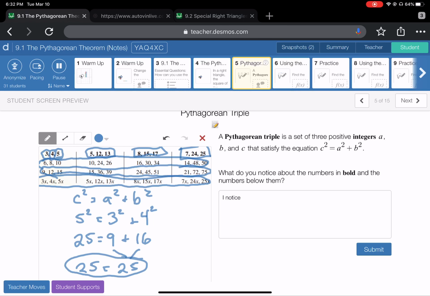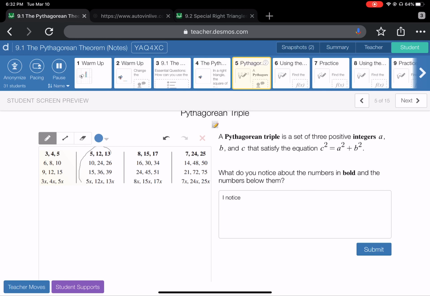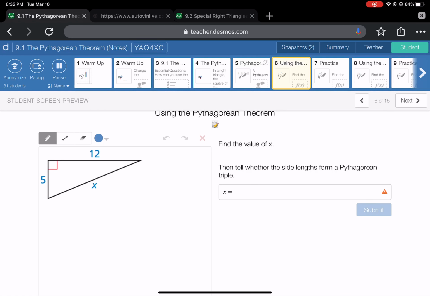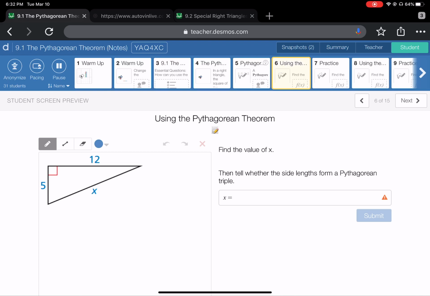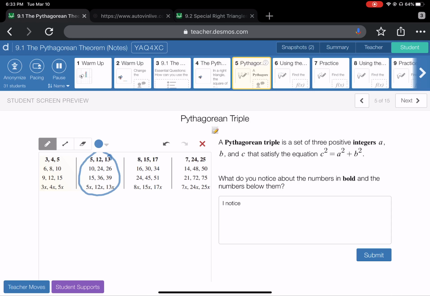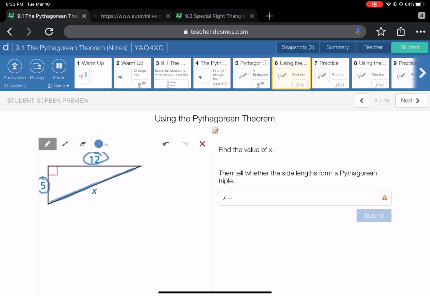Okay, so what I want us to notice here, we're about to use some numbers from this set of Pythagorean triples. So take a look at those, and then we're going to go here for this example of how to use the Pythagorean theorem. Here we have a combination of 5, 12, and we're missing the longest side of the triangle. If we go back over here, we notice we have 5 and 12. So that means the largest side of the triangle has to be 13. So in this case, x is equal to 13.